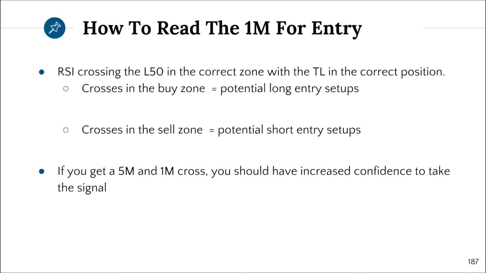If you get a 5-minute and a 1-minute cross, like I just mentioned, on something, for example, like a shift candle or maybe a big rocky formation, you should have increased confidence in that trade. If the 15-minute window is actually open and you're identifying it correctly, you should have increased confidence in any trade that you can get the 3-for-3 crosses, meaning the 15-minute, the 5-minute, and the 1-minute.